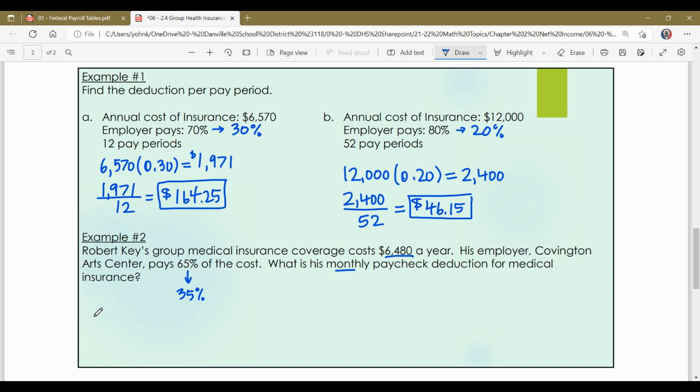So we are going to take the $6,480 and multiply it by 0.35 to find how much Robert has to pay. That's $2,268. We want his monthly paycheck. That means that I'm dividing by 12. So 2,268 divided by 12 paychecks is $189 a paycheck.